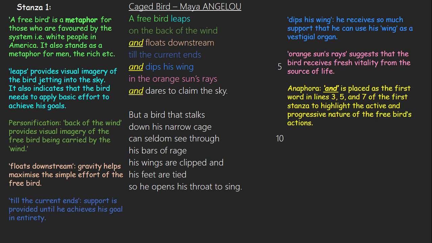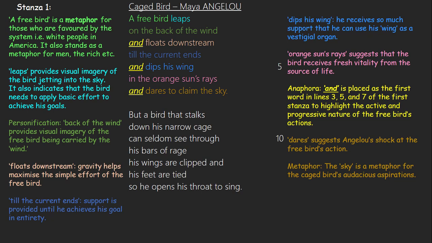We see also one of the key things that Angelou uses in the poem here. She uses anaphora, and that is seen in the repetition of the word "and" in the third, fifth, and seventh lines as the first word. This highlights the active and progressive nature of the free bird's action. So, "and floats downstream, and dips his wing," and there's progression. It's almost as if it's going up and up and up stairs, and is able to achieve more and more things. So there's no impediment, as it were, on the way of the free bird.